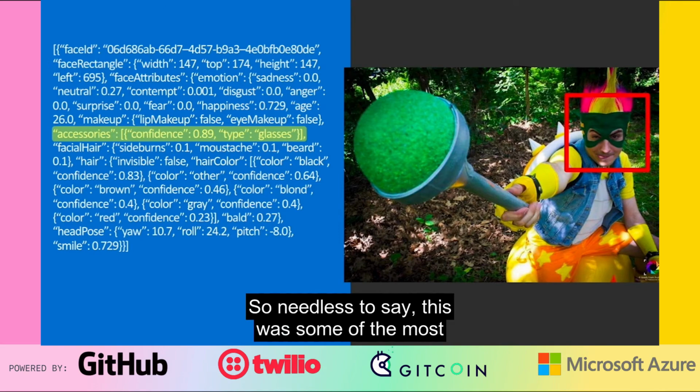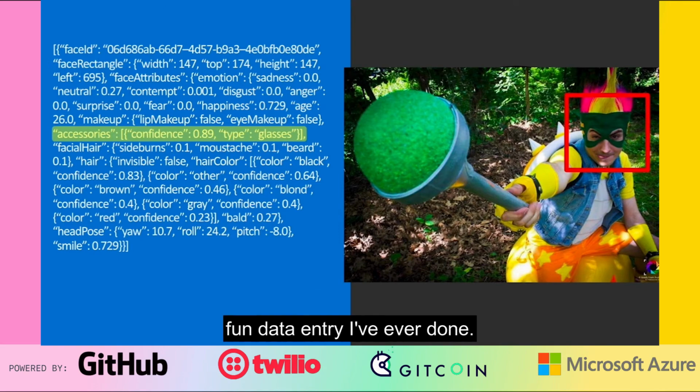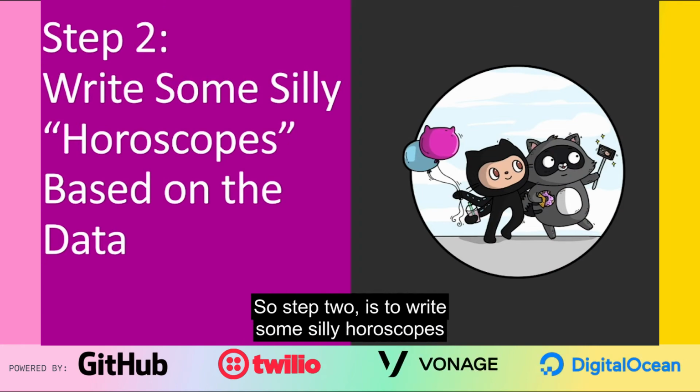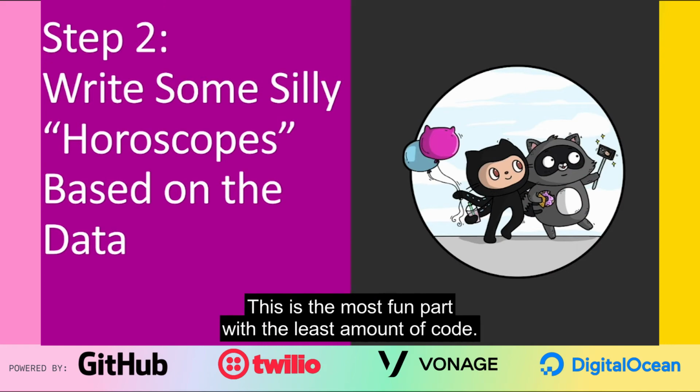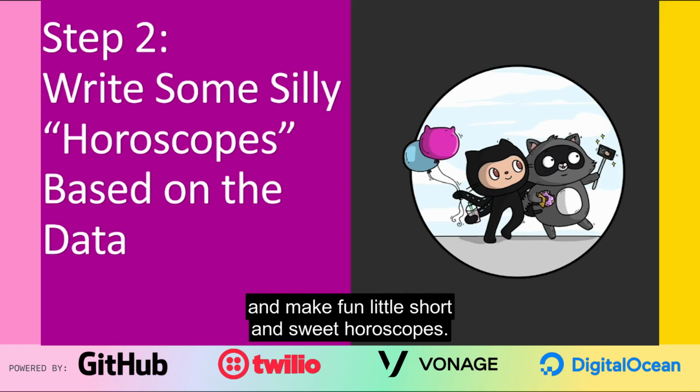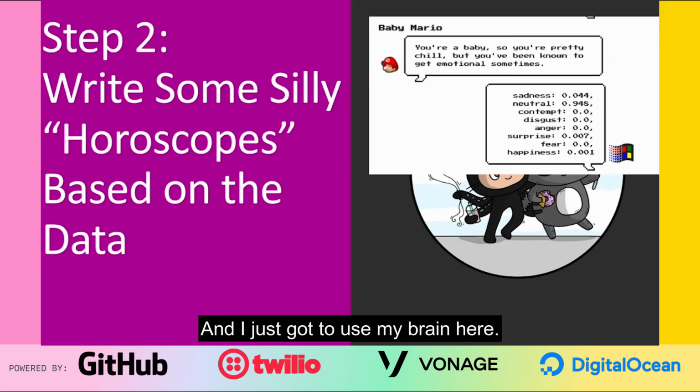So needless to say, this was some of the most fun data entry I've ever done. So let's take a look at some examples here. So step 2 is to write some silly horoscopes based on the data. This is the most fun part with the least amount of code. So once I obtained the data on the moods of the cosplay images, I got to get really creative and make fun, short and sweet horoscopes. And I just got to use my brain here.